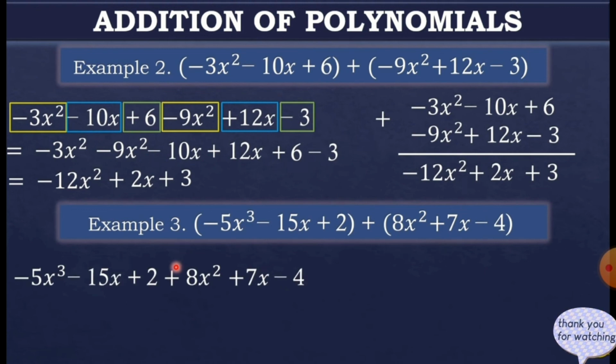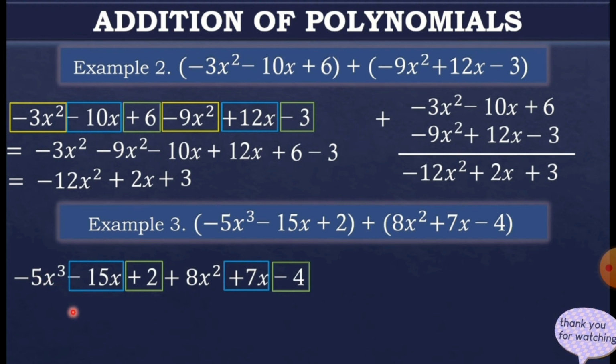For example number 3, so proceed to the operation. First, check the like terms. We have negative 15x and positive 7x. And also our constant numbers, positive 2 and negative 4. Si negative 5x cubed, walang pares kasi si positive 8x squared, they have a different exponent. So, magkatulad yung variable but they have different exponents. So, hindi pwede na magiging pares sila. Okay? So, they are not like terms.